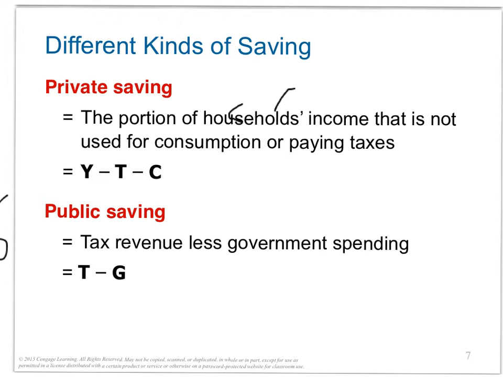If you think of the whole economy, if everybody does the same thing, the total income minus tax minus consumption will give you the private saving for the economy. So what is private saving? It is the portion of household income that is not used for consumption or paying taxes.